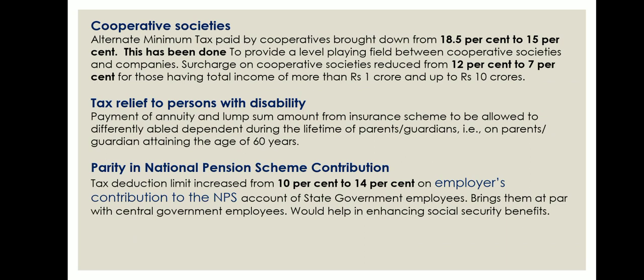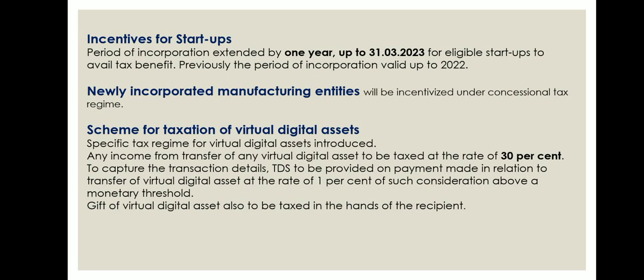Changes have been brought also to bring parity in the national pension scheme contribution on par with the central government employees. For this, the tax deduction limit has increased from 10% to 14% on the employer's contribution to the NPS account of the state government employees. So, with this step, this will bring them on par with the central government employees, and this would help in enhancing the social security benefits.